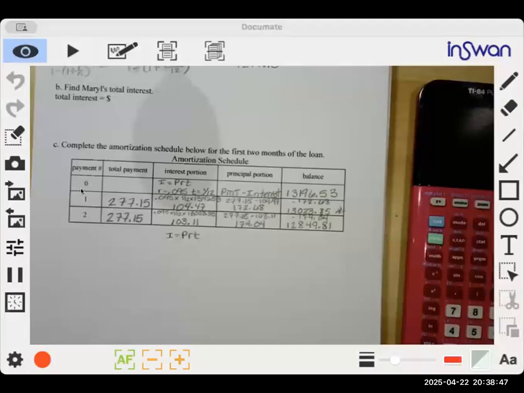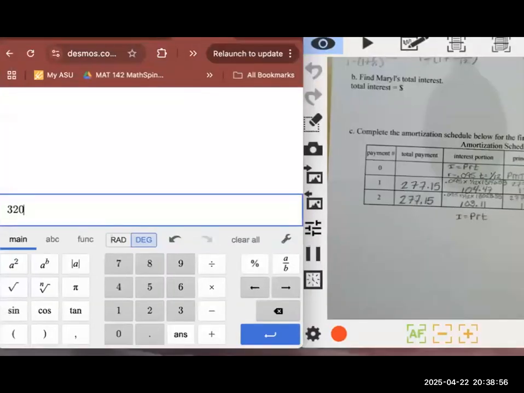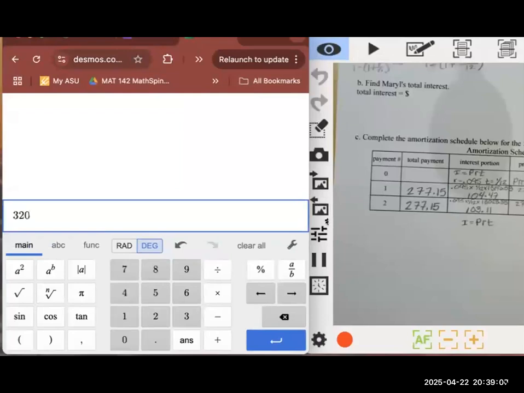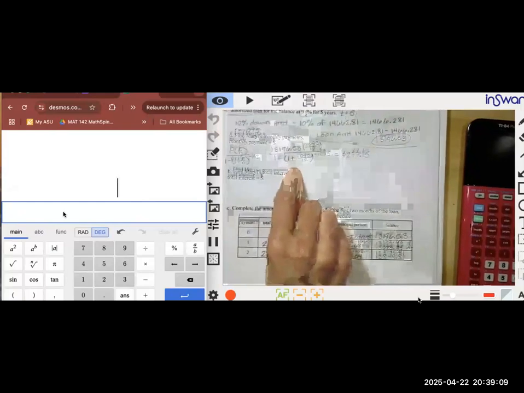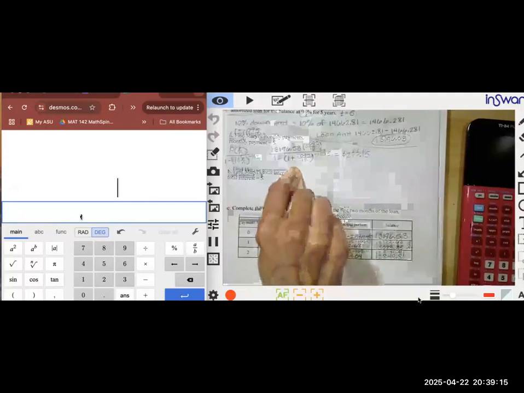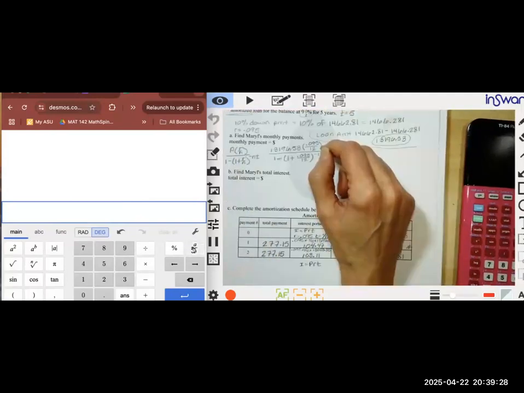I'm playing with my camera here, sorry. Portion of the screen. There's my calculator.